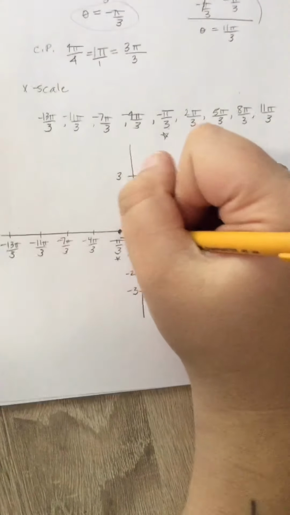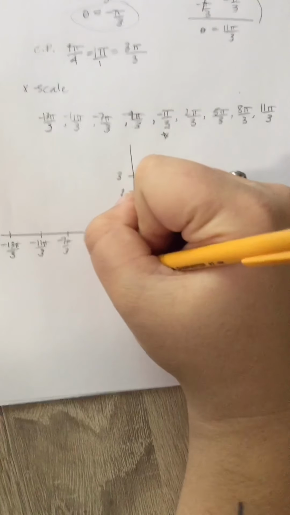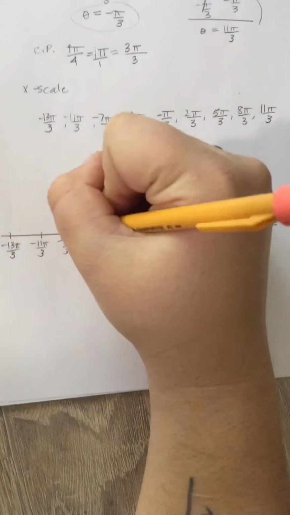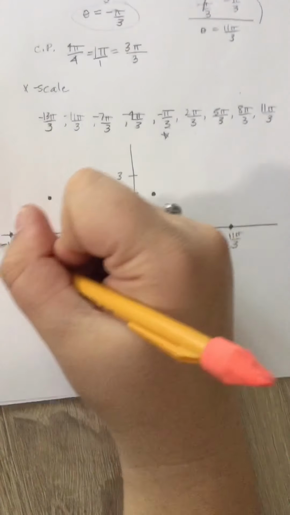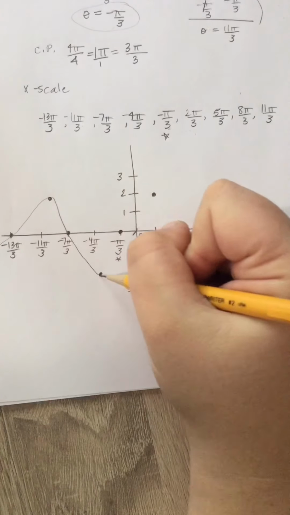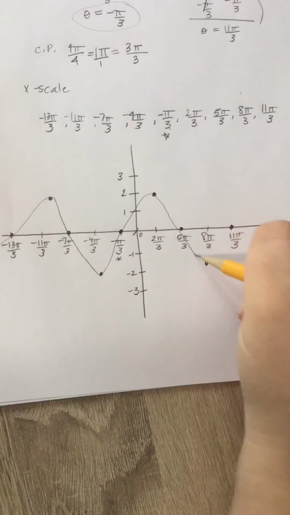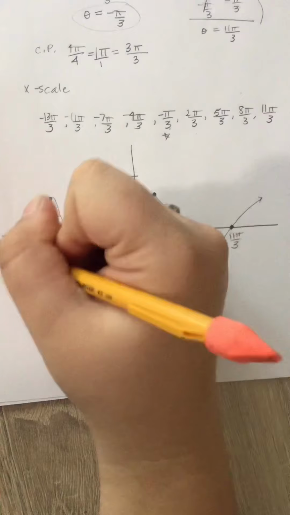Now let's go to the other side. So we're going to go negative 2, then up, up, and down. Okay? So this is going to be a sine wave without our negative 1 vertical transformation.